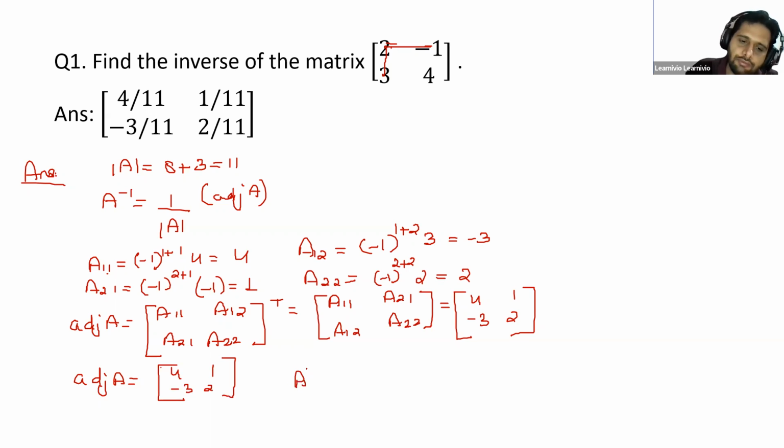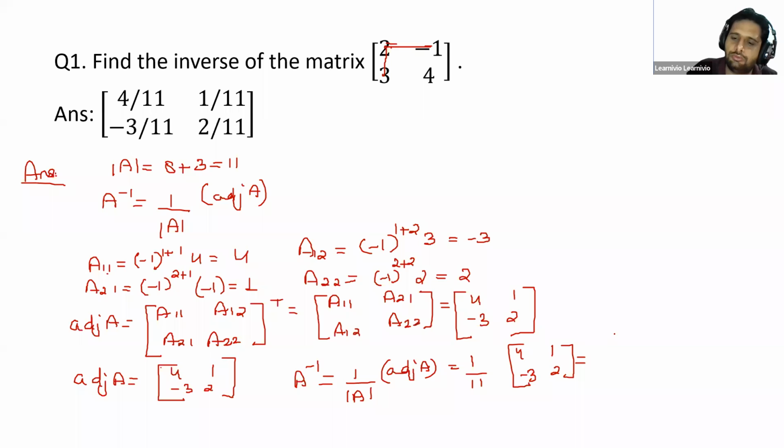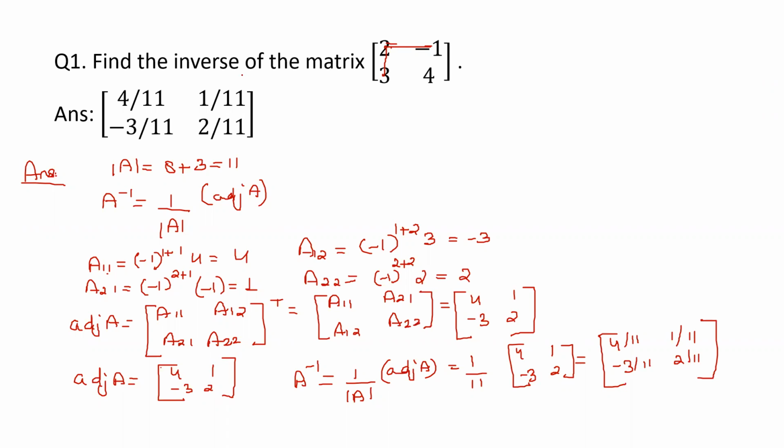Next, we need to find the A inverse, which is equal to 1 by determinant into adjoint of A. So this is equal to what? 1 by 11. And adjoint is what? 4, 1, -3, 2. So A inverse is 4 by 11, 1 by 11, -3 by 11, 2 by 11. Okay. Do we have a doubt in this? Abdur, is this clear now? Okay. So I hope this is clear to everyone.